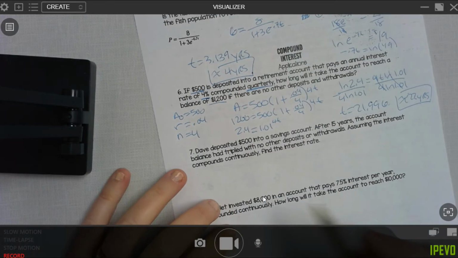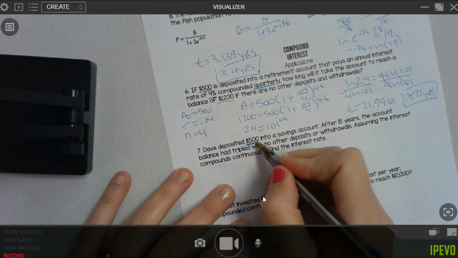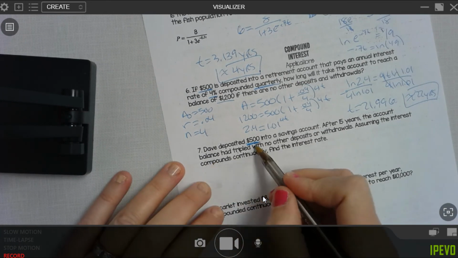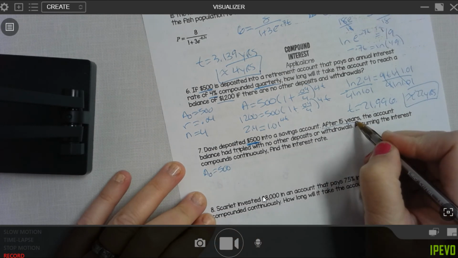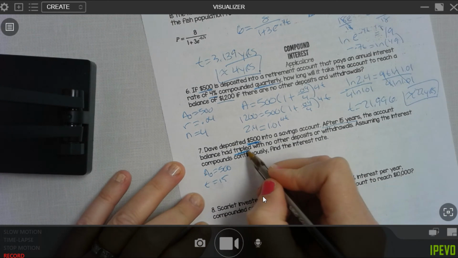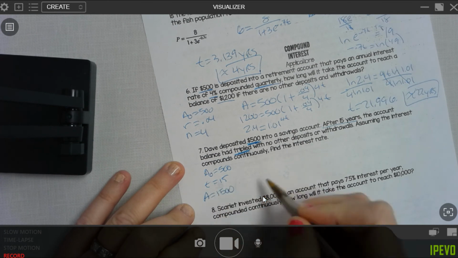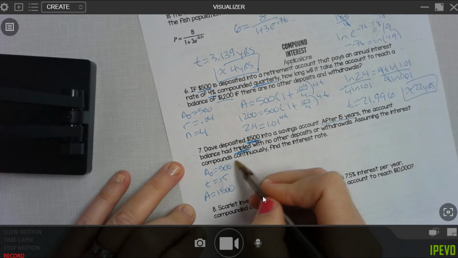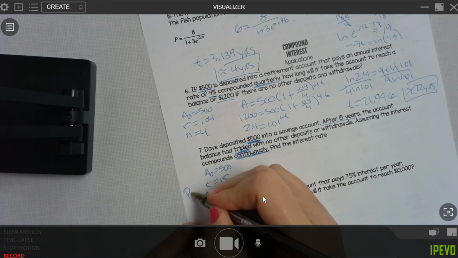All right. So make sure you read number 5. We're ready to go if you have. Pause if you need to keep reading. So I have a deposit of $500. It's after 15 years. So my time is 15 years. It has tripled, which means that my end amount is now going to be $1,500. And it's compounded continuously, so we're using the PERT formula from the beginning. So remember PE to the RT.